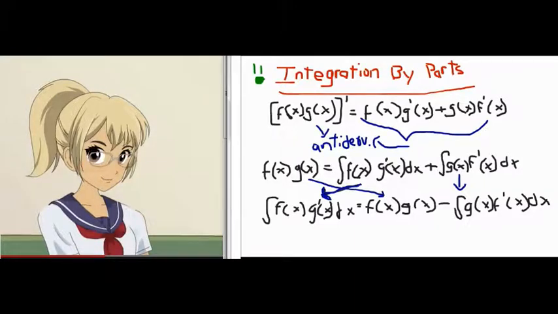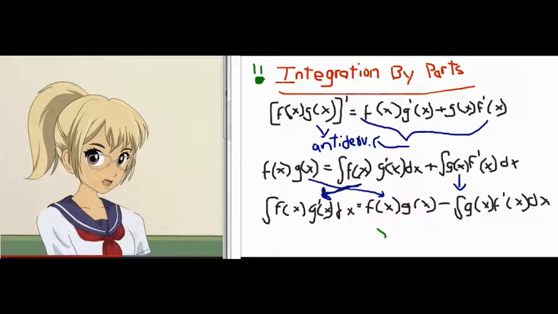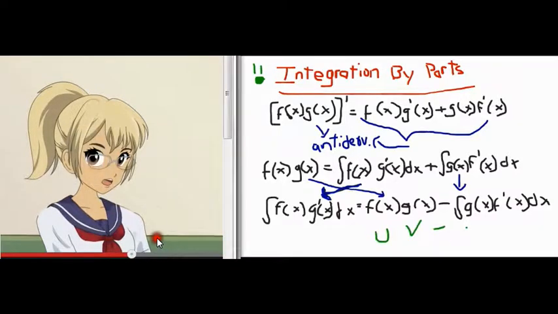To make this simple, let's assign u as f of x, v as g of x, du as f prime dx, and dv as g prime dx. Hence we get integral of u dv equals uv minus integral of v du.